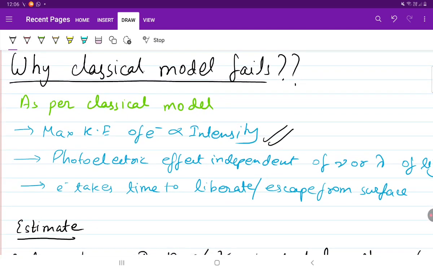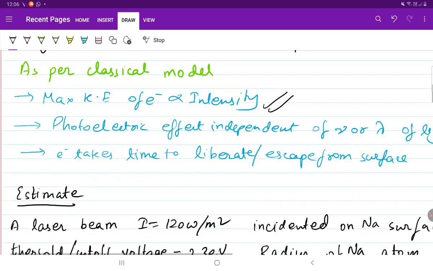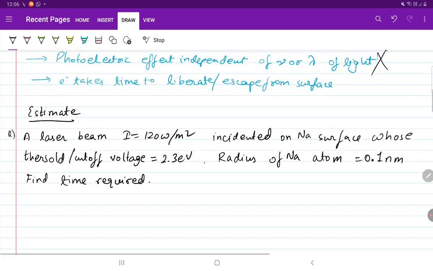Similarly, another observation found during this experiment is that the electron emission takes place instantaneously. But the classical model says that the electron takes time to liberate from the surface of the metal. Well, we'll be visualizing this through a problem. The problem says a laser beam of intensity 120 watt per meter square is incident on a sodium surface whose threshold or cutoff energy is 2.3 electron volt. The radius of a sodium atom is 0.1 nanometers. Then you have to find the time required for the photoelectric emission.